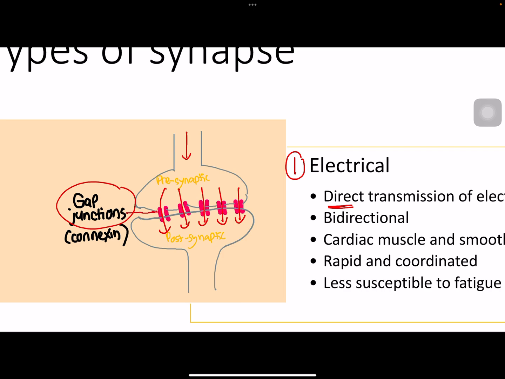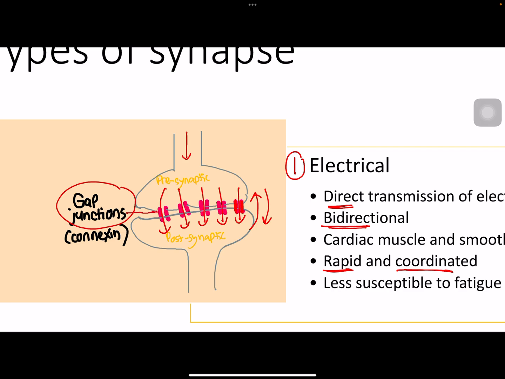Because it doesn't involve neurotransmitter and because there is this structure that connects the two, you can imagine that the information or the electrical impulse can go both ways. It can cause a bidirectional path. And where is this electrical synapse found? It is mainly found in the cardiac muscle and the smooth muscle. Okay, because with this type of synapse, it allows faster transmission of information. Therefore, it can produce a very rapid and also coordinated action in these muscles.